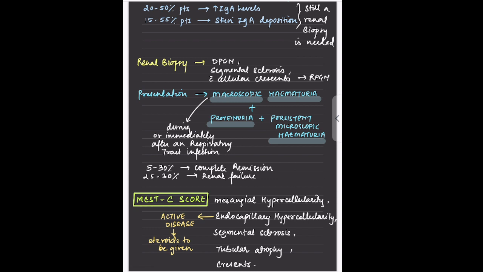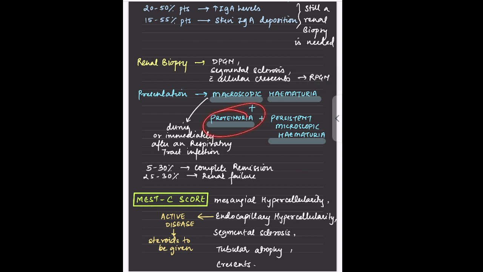The presentation will be macroscopic hematuria. Whenever a patient has gross hematuria, two things should come to your mind: IgA nephropathy and sickle cell nephropathy. Sickle cell nephropathy is not so common, but IgA nephropathy is. And of course there are other things, renal stones and renal papillary necrosis and everything. There will be microscopic as well as macroscopic hematuria in those. But whenever talking about gross hematuria, this should come to your mind.